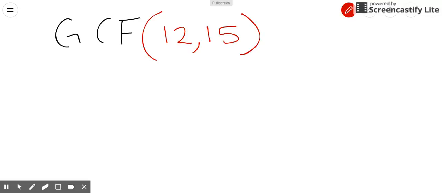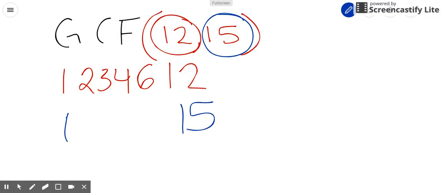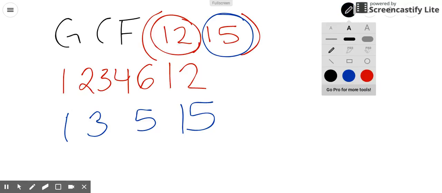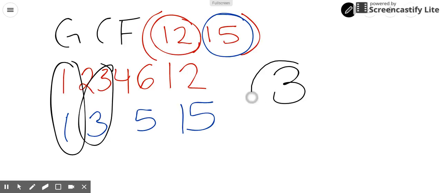Now you could sit back and start saying to yourself, all right, I'll start with 12. What can I multiply together to get 12? 1 and 12, 2 and 6, 3 and 4. And then I'm going to do the same thing with 15. 1 and 15, 2 doesn't work, 3 works, 3 and 5, 4 doesn't work. So these are the only factors. Then what I would look for is factors they have in common. They have 1 and they have 3. Which one's bigger, 1 or 3? Obviously 3. So the GCF of 12 and 15 is 3.